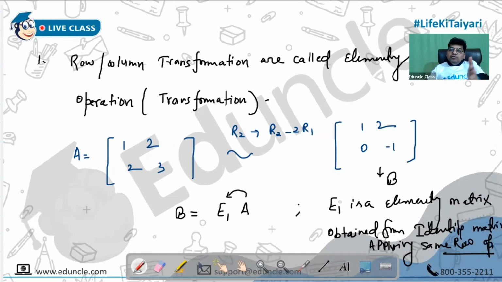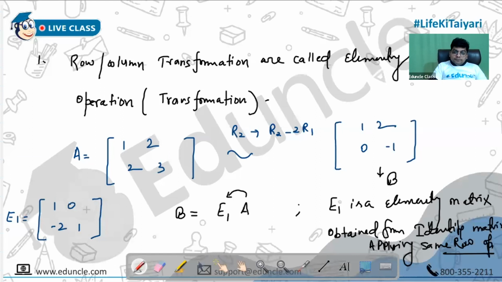Basically, you can find out what is E1. The E1 is R2 minus twice R1. So R2 minus twice R1. That is it. So if you multiply E1 into A, you will find out B.